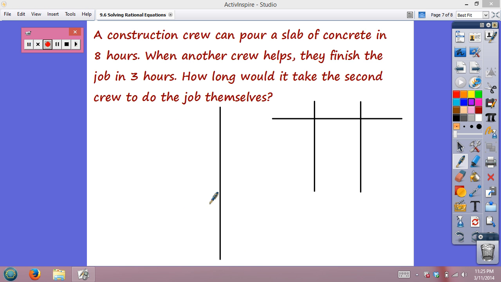In our last example, what we're going to do is apply our new methods to a real-life problem. So it says a construction crew can pour a slab of concrete in 8 hours. When another crew helps, they finish the same job in 3 hours. How long will it take the second crew to do the job by themselves?